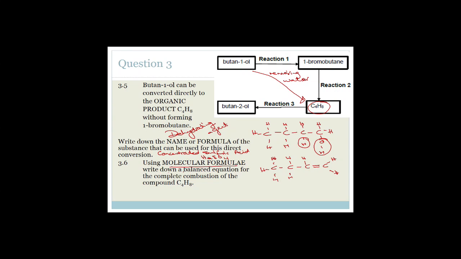Now it says using molecular formula, write down a balanced equation for the complete combustion of compound C4H8. Okay, guys, please be careful. If they ask you for the structural formula, you need to draw it out. If they ask you for the condensed structural formula, then for example, that would be written as CH3CH2CH2COH. Okay, that would be the condensed structural formula of this thing here, the butan-1-ol.